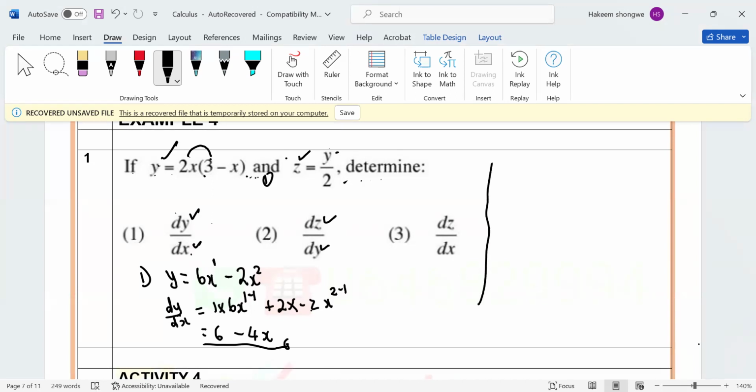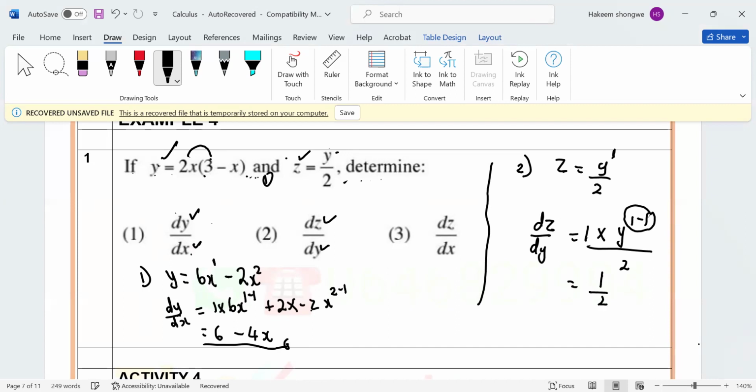So let me write this one here, number 2. You have z, which is going to be y all over 2. Now dz all over dy is going to be given as, there's an exponent 1 here on the numerator. If it was on the denominator, we would take it up. Because it's on the numerator, it's fine. So we're going to have 1 multiplied by y to the power 1 minus 1, all over 2. And then 1 minus 1 is going to give us 0, which is going to be 1 all over 2. Still clear?